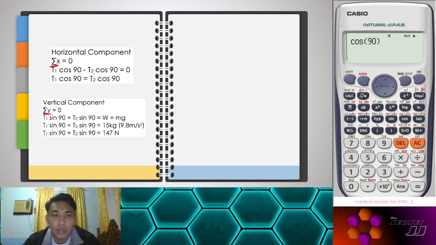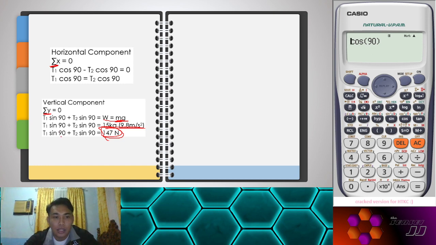Okay, so guys, as you can see, our weight is equivalent to mass times gravity. So we have here 15 multiplied by 9.8 meters per second squared, which will result to 147. However, sir, why is it T1 and T2 on one side of the equal sign and the 147 on the opposite side? For the reason that, again, for every action, there is an equal and opposite reaction. Tension 1 and tension 2 are both going up and the weight is going down. If the weight is going down, meaning it is equal to our tension 1 and tension 2.